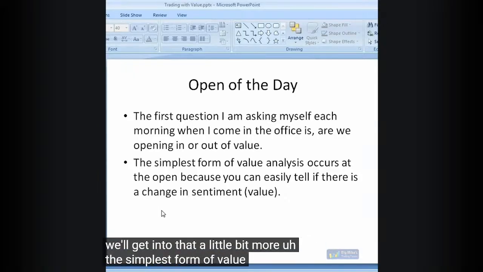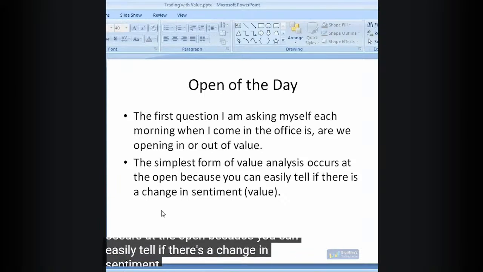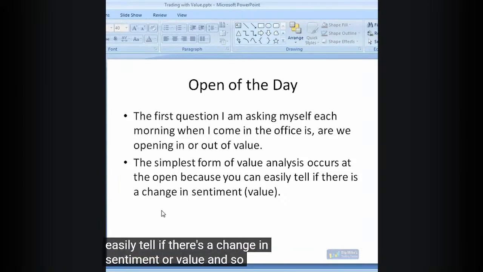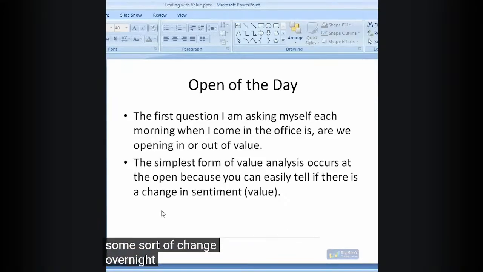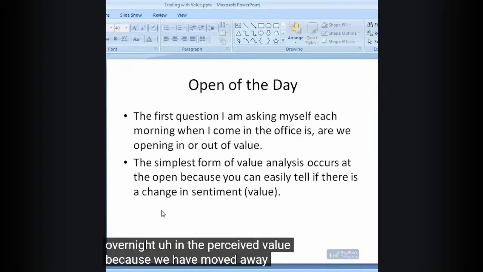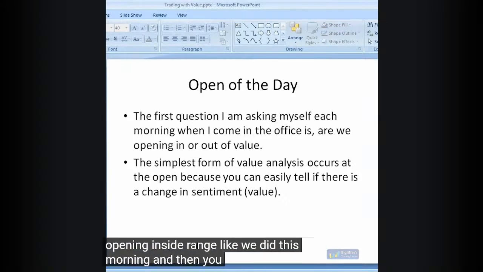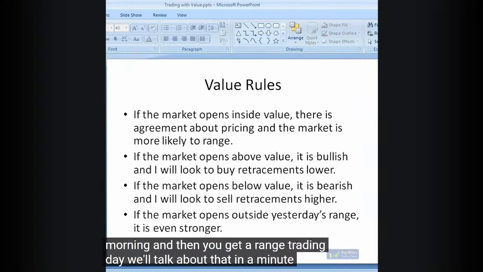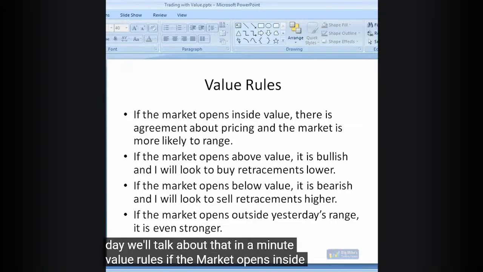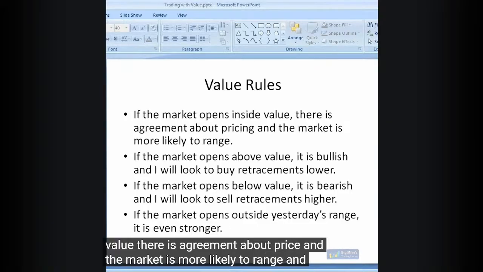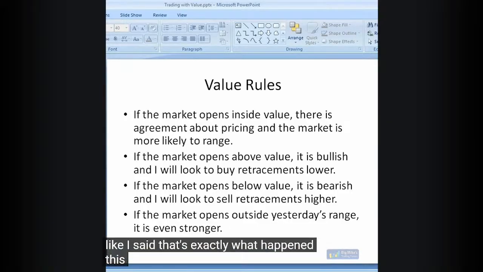The simplest form of value analysis occurs at the open because you can easily tell if there's a change in sentiment or value. If we're gapping away, there's obviously been some sort of change overnight in the perceived value because we have moved away from volume. Similarly, we could be opening inside range like we did this morning, and then you get a range trading day. We'll talk about that in a minute. Value rules. If the market opens inside value, there is agreement about pricing, and the market is more likely to range. And like I said, that's exactly what happened this morning.